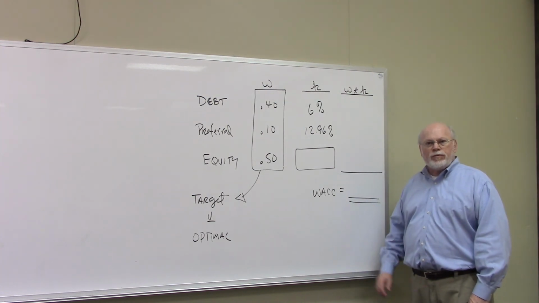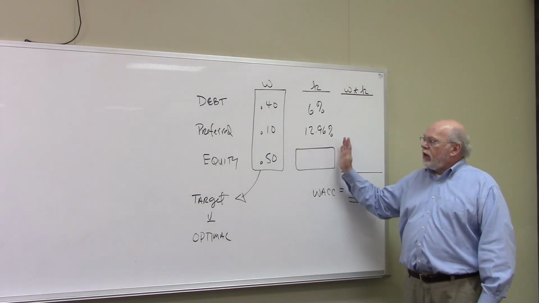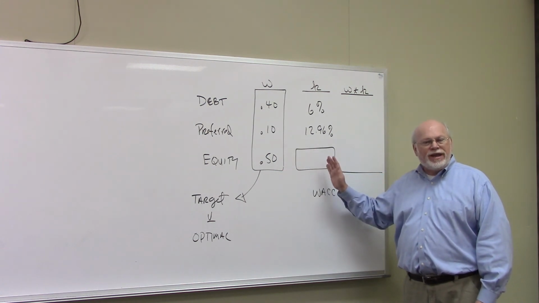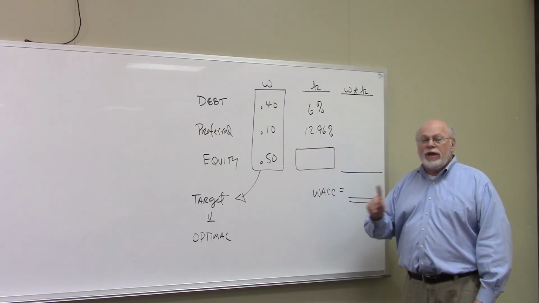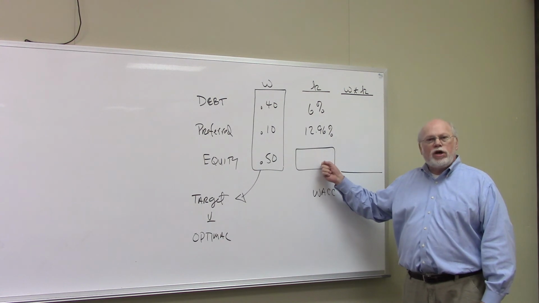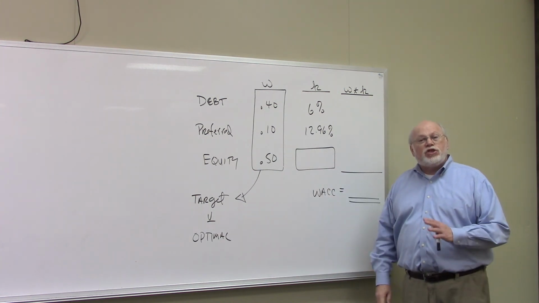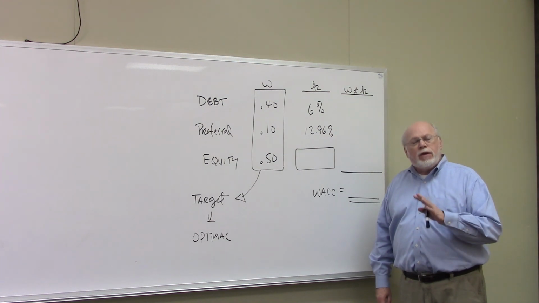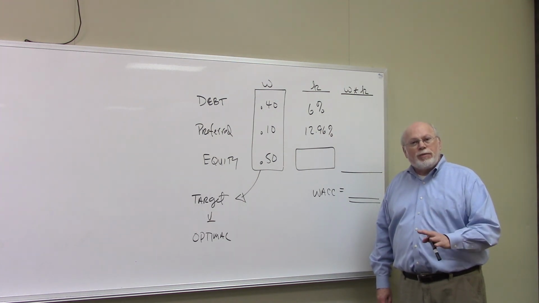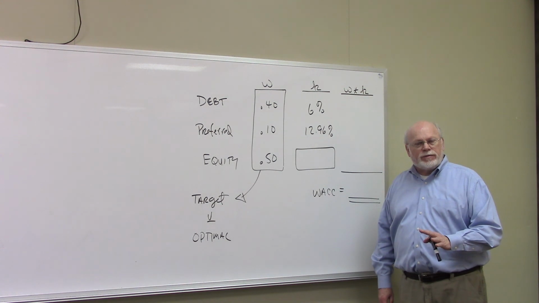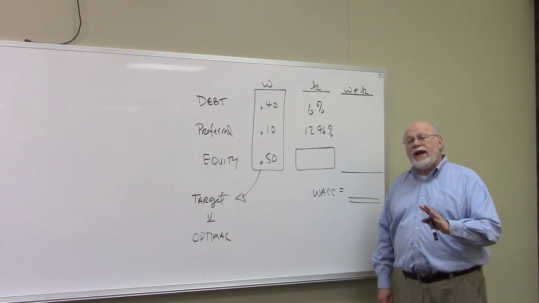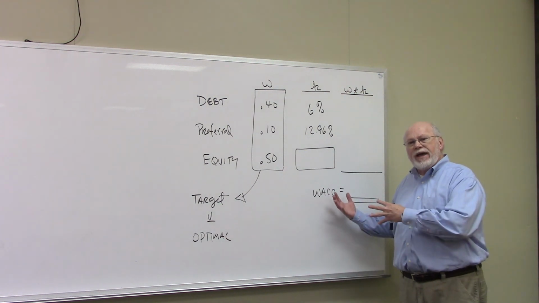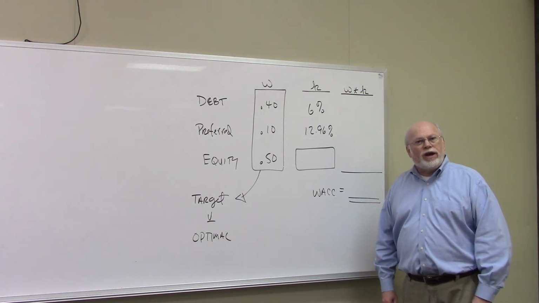As you can see, we really have everything that we need to calculate the weighted average cost of capital, except for the cost of equity. Equity, you'll recall, is common stock and retained earnings. And so in the next video, I'm going to show you how to calculate the weighted average cost of equity, and then we'll come back here and finish up our weighted average cost of capital.